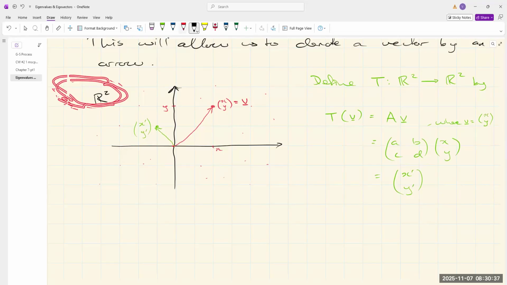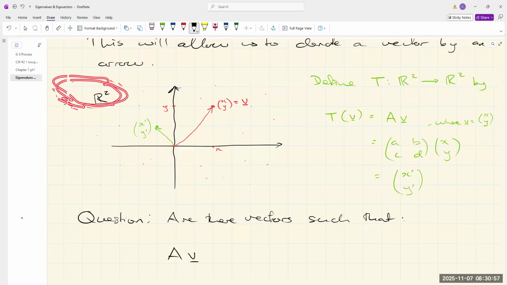And I said that the 0 vector is going to be remapped to the 0 vector. So now the question is, are there other vectors? Here's my question. Are there vectors such that when you do the matrix multiplication, A by V, right? The answer is the same vector that you put in, but it's a scalar multiple of it. So this is a scalar multiple, right? So are there vectors such that when I do the matrix multiplication, the output vector will lie along the same line as the input vector? Okay, it should be along the same path.